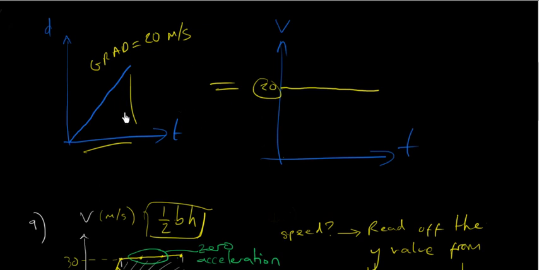Then if the velocity here was 0, then here it would look like this. The velocity is 0, the distance doesn't change, so it would just be the same distance all the time, and here it would just be 0 velocity. As time goes on, 0 velocity.